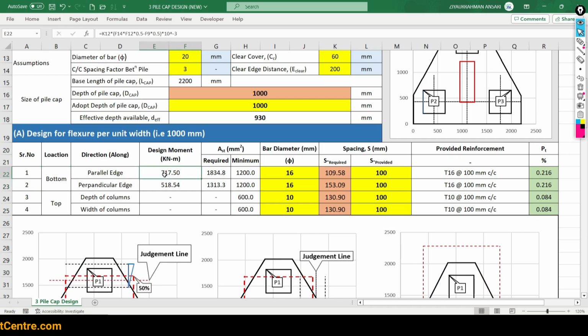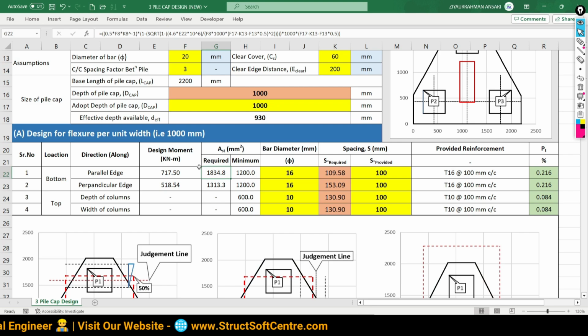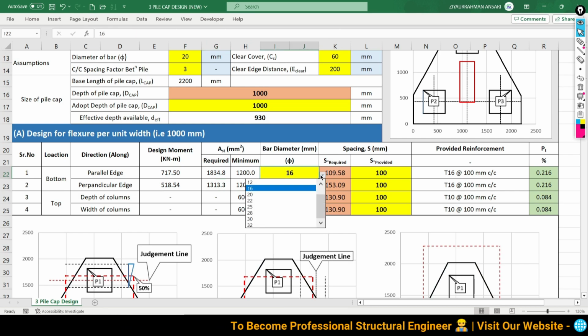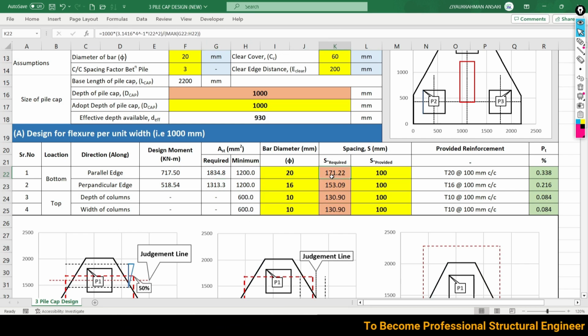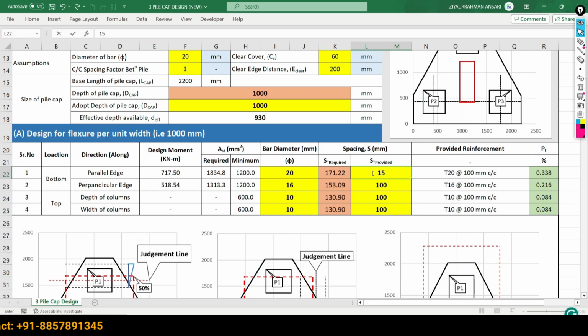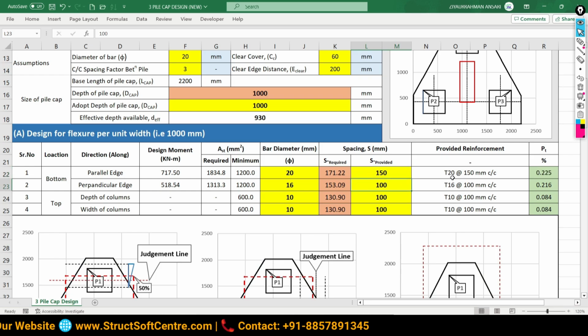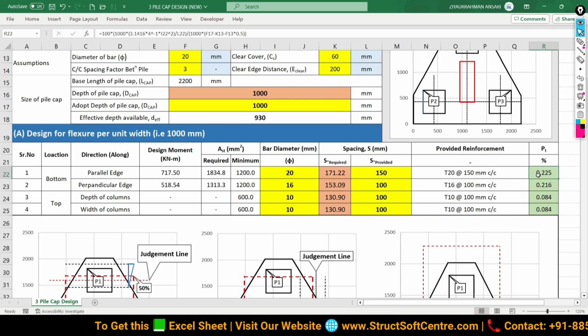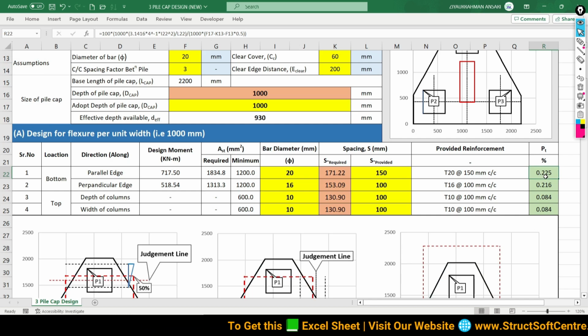Moments are coming as 717.5 and area of reinforcement required as per the design moment is 1834, with minimum reinforcement required as 1200. So if I am going to provide 20 mm diameter bar, spacing required is 171. Obviously we provide slightly less than this spacing, in a multiple of 25 mm. So I am going to take 150 mm, the lower value. So finally we are going to provide 20 mm diameter bar at a spacing of 150 mm center to center. So the finally provided percentage of reinforcement becomes 0.225.